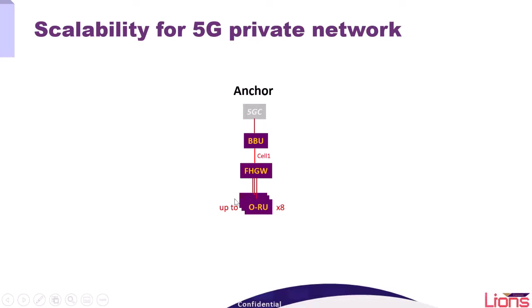So, the administrator can use RAnathon Fronthaul Gateway to link multiple, up to 8, ORU to cover the testing site when the number of UE is limited. Hence, the 1 BBU, 1 Fronthaul Gateway, and some ORU combination is enough for the anchor phase.